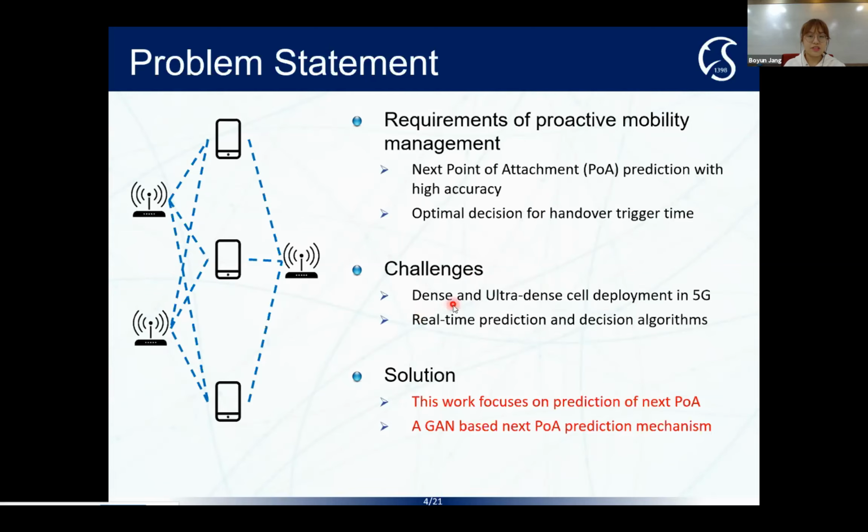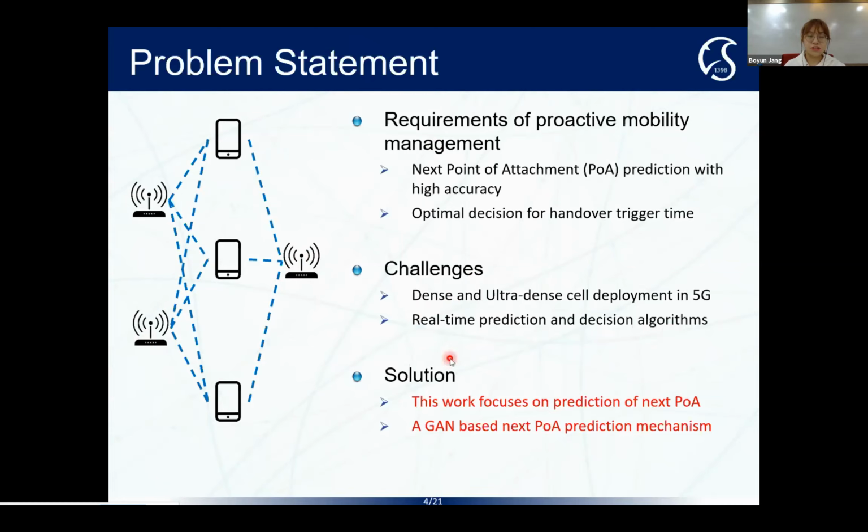First thing is about densely deployed network nodes, as this figure. Dense cell deployment can be a challenging thing because when handover occurs, so many points are existing while predicting the next point. Also, real-time prediction and decision algorithms are mandatory for prediction.